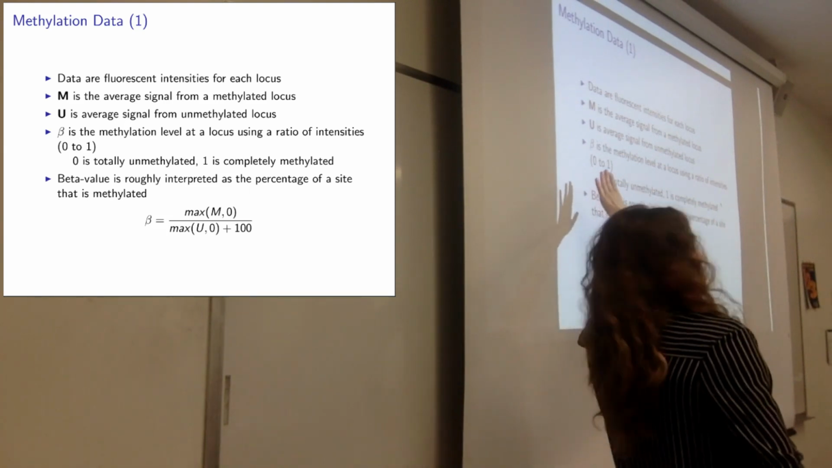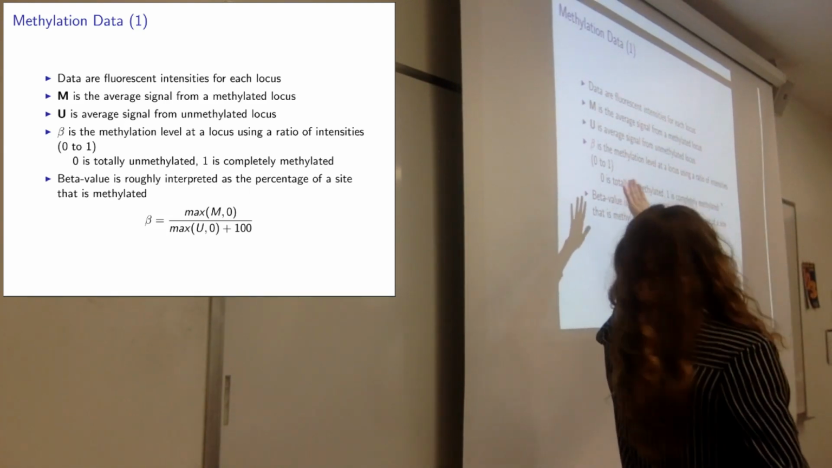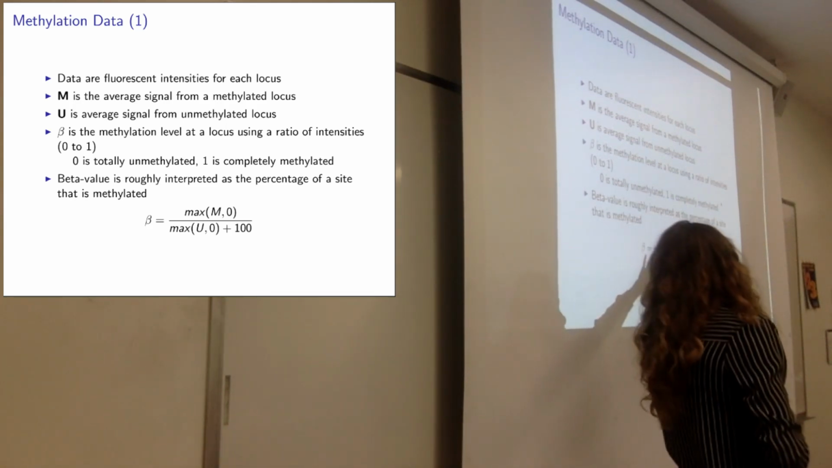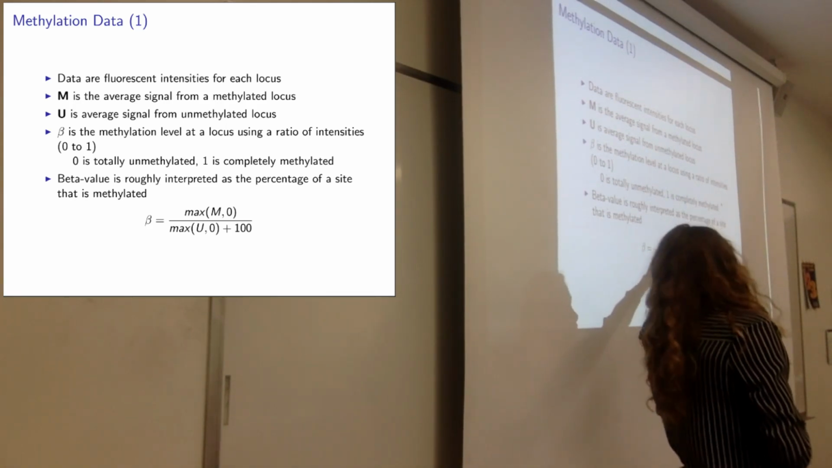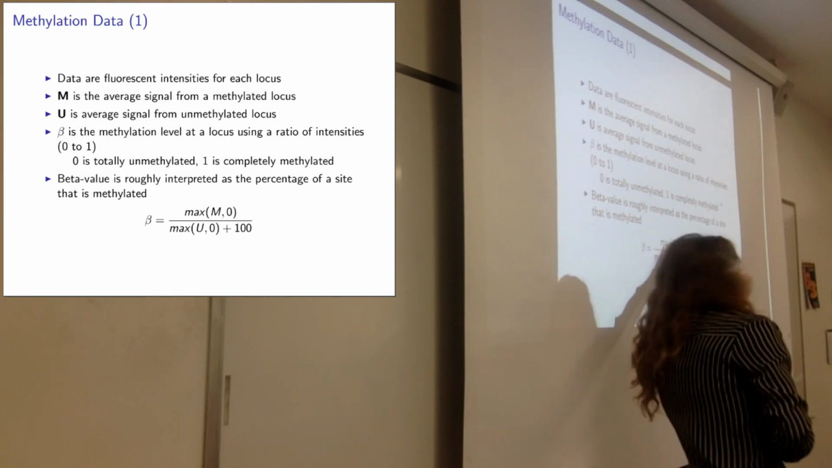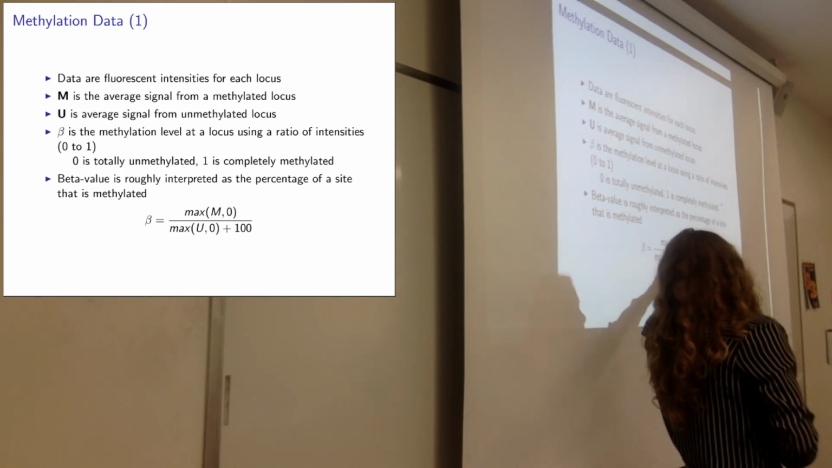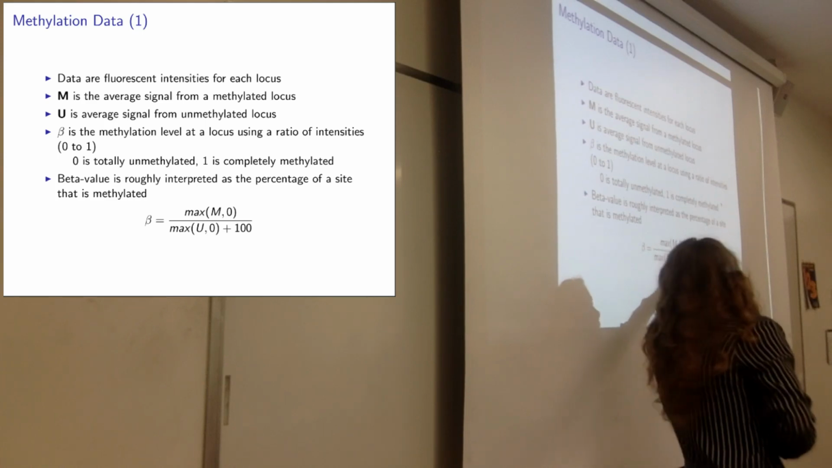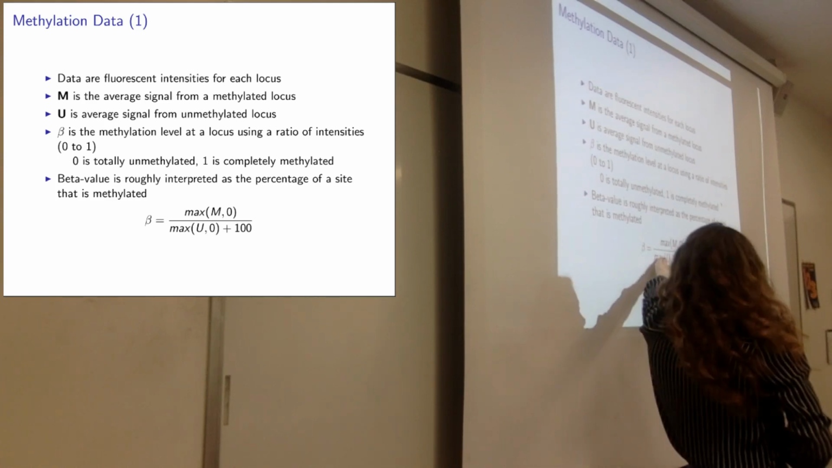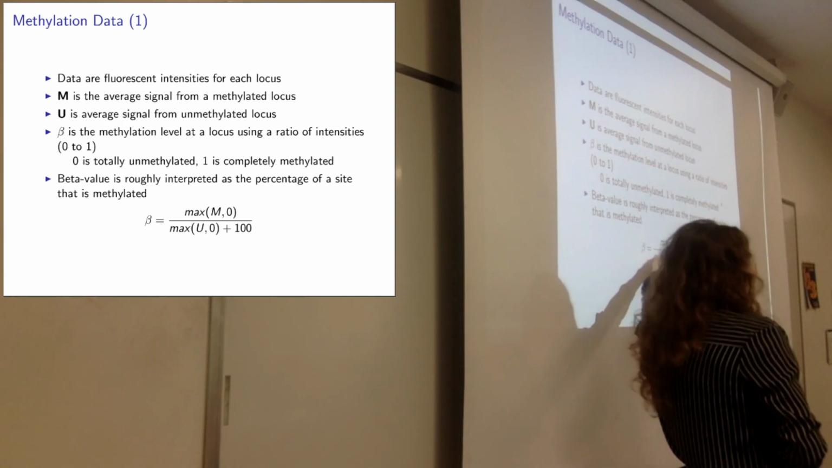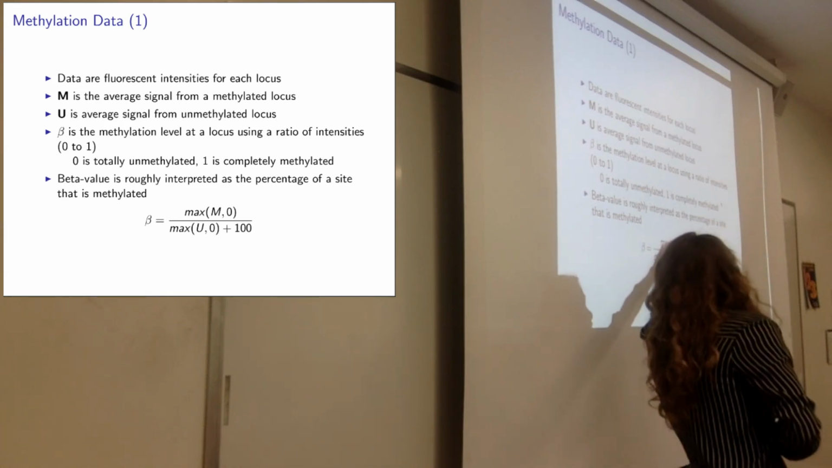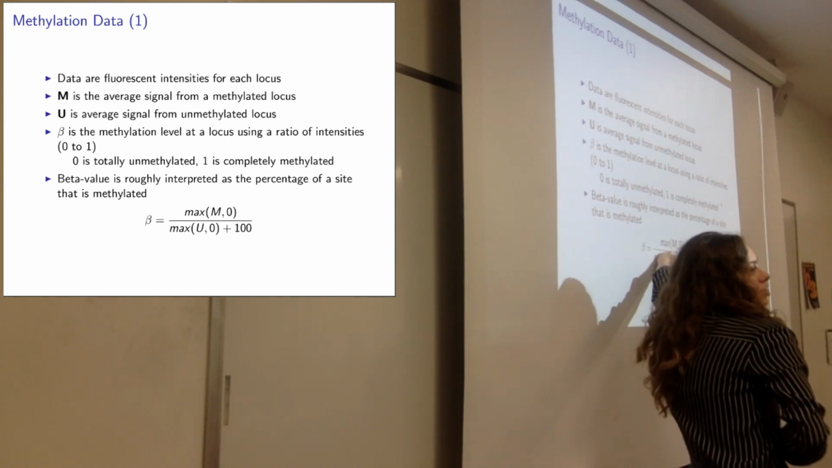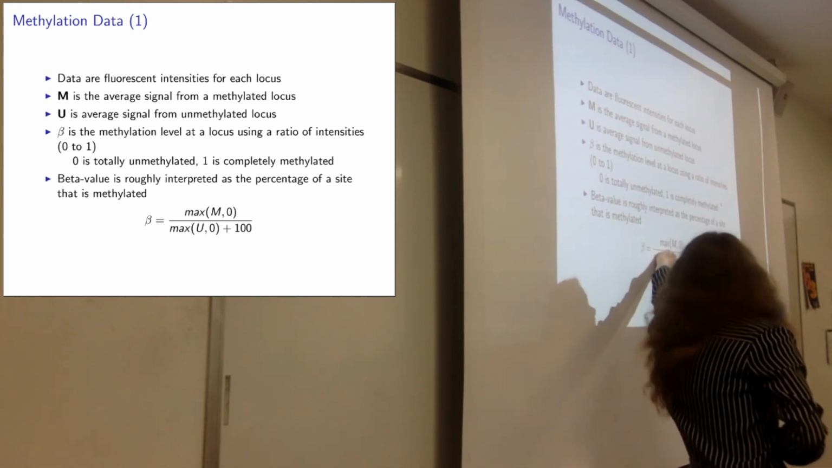And beta is what we're interested in. Beta is the methylation level at a locus. What you're doing is taking the maximum of the methylated value at the locus, and taking a ratio with the maximum of the unmethylated plus 100. So you can think of the unmethylated signal as noise, and this as the actual signal. If you have no background noise, it's just the percentage of methylation.